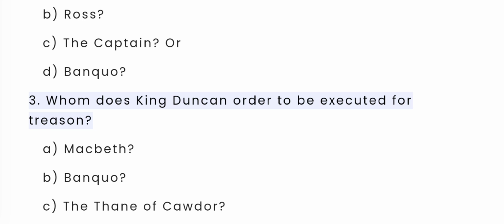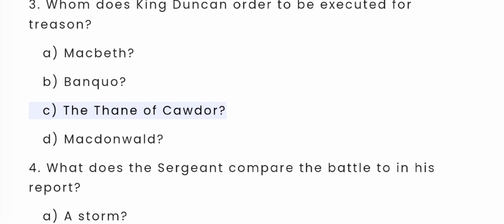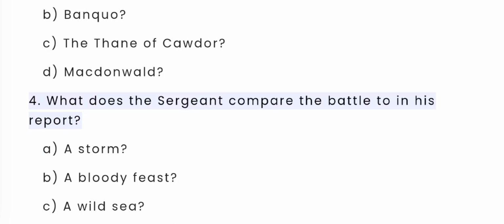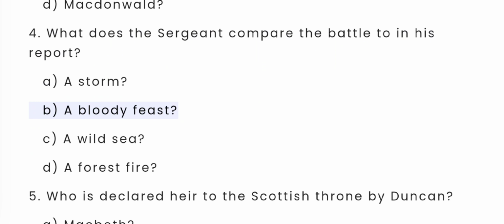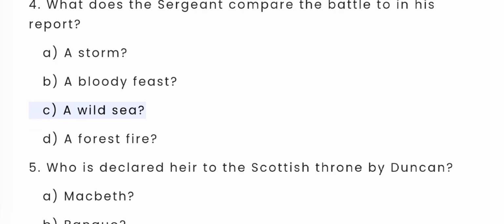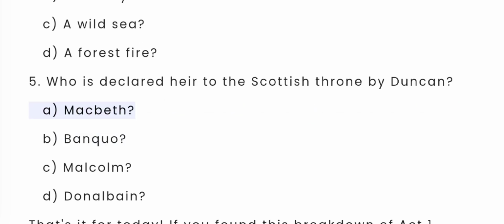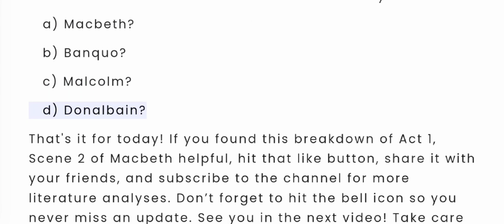3. Whom does King Duncan order to be executed for treason? A. Macbeth? B. Banquo? C. The Thane of Cawdor? D. Macdonald? 4. What does the sergeant compare the battle to in his report? A. A storm? B. A bloody feast? C. A wild beast? D. A forest fire? 5. Who is declared heir to the Scottish throne by Duncan? A. Macbeth? B. Banquo? C. Malcolm? D. Donalbain?